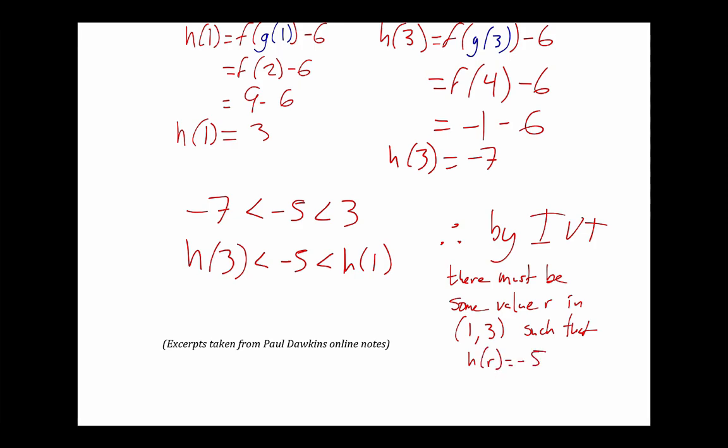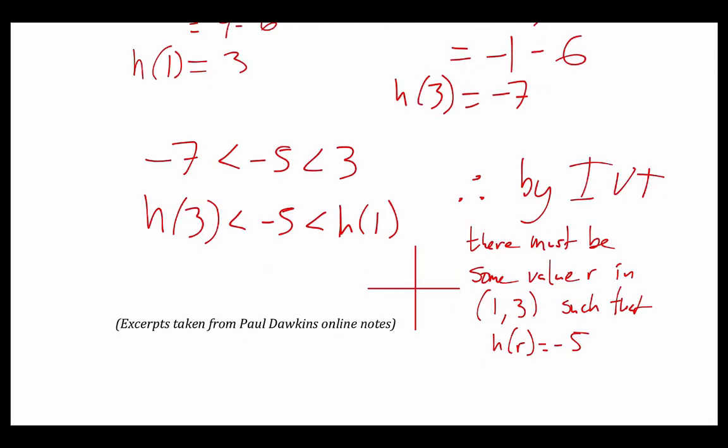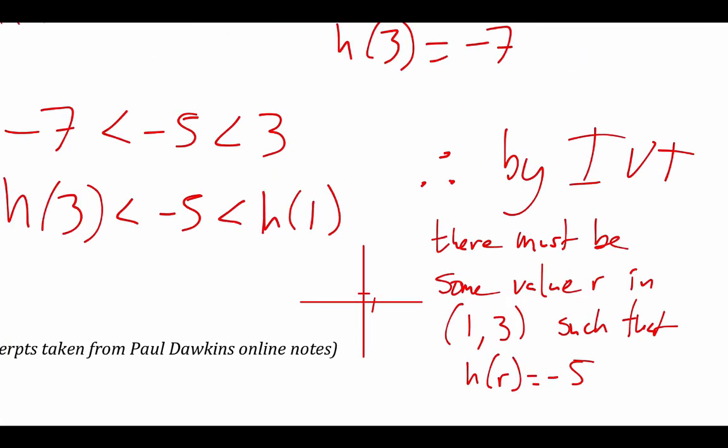Again, kind of applying a visual to it, if you do a very, very rough sketch of it, at h of 1, we're up here at 3. And at h of 3, we're down at negative 7. So again, logically, who cares what happens in between there? At some point, it's going to have to cross that y value of negative 5.